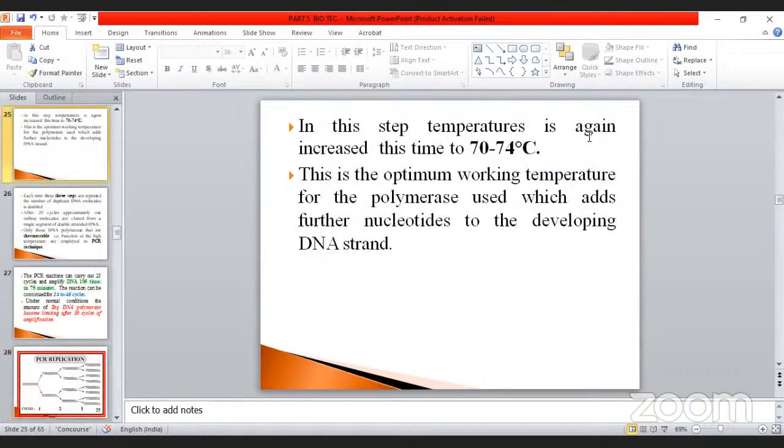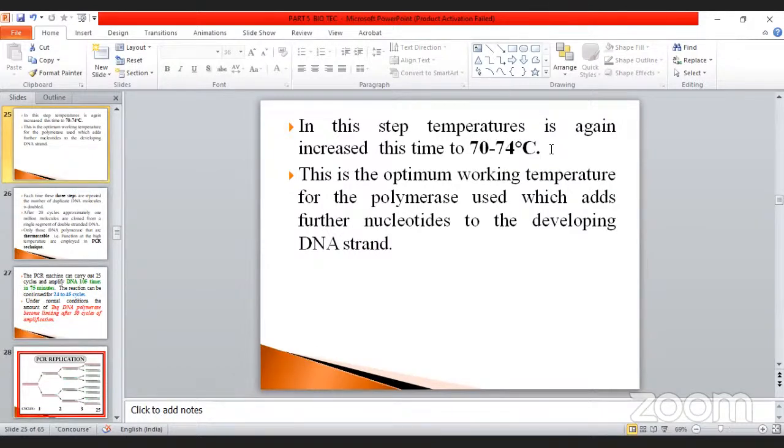In this step, the temperature is again increased to 70 to 75 degrees. The temperature is very, very important in this PCR technique. Four times already we changed the temperature, isn't it? First one, denaturation. Second one, annealing.